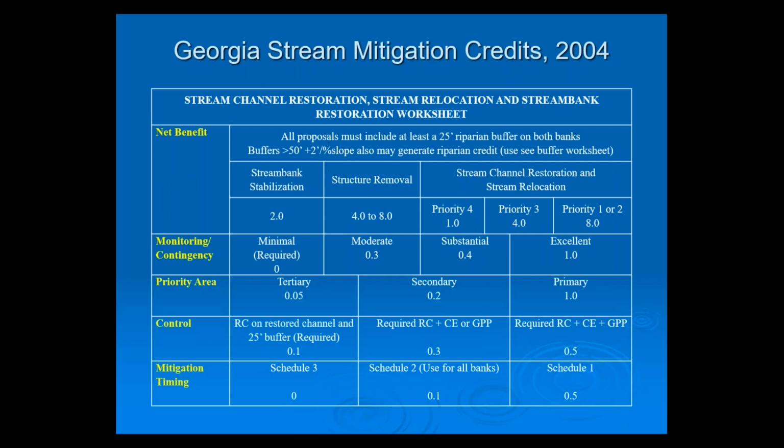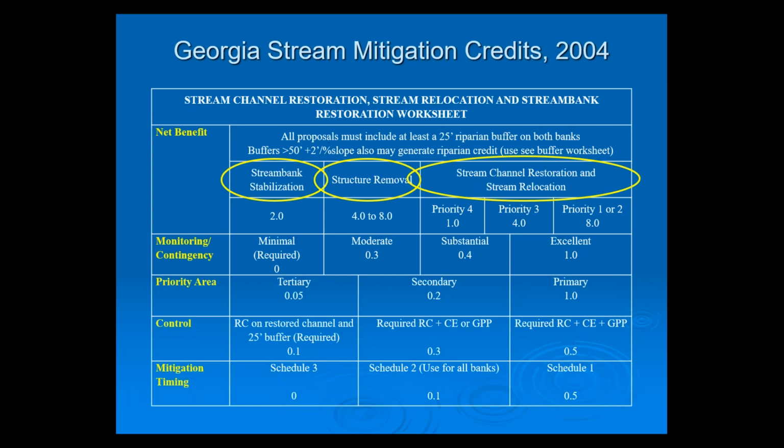So here's the mitigation crediting SOP from 2004, and again, approximately 300 miles of stream mitigation in Georgia has been implemented under this crediting procedure. So what I really want to point out is that the lion's share of credits, and these numbers here are used to tally up one box in each of these 5 categorical rows, if you will, are then multiplied by linear footage of the restoration project area to generate credits per linear foot.